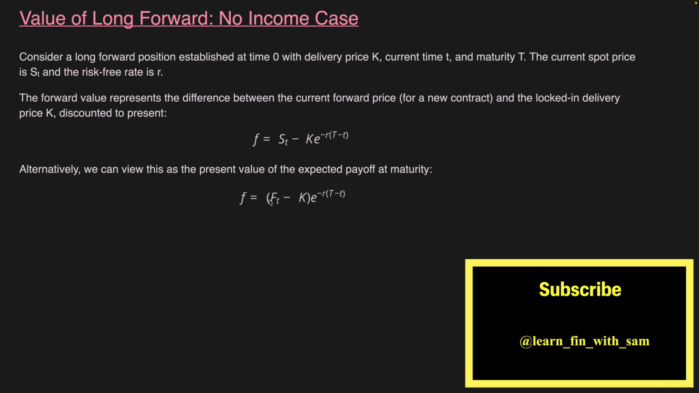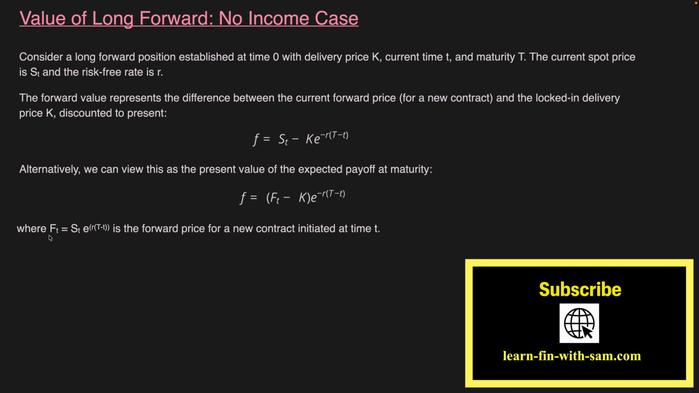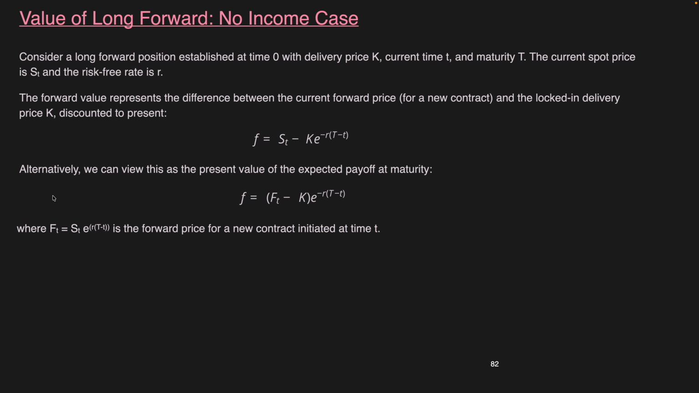So we are subtracting, what is FT then? What is FT? FT is ST into e to the power of r into capital T minus small t, the forward price for a new contract initiated at time small t. So what are we taking? We are taking FT as nothing but a new forward contract initiated at time small t when small t time has elapsed. That will be equal to ST into e to the power of r into T minus t. Correct? Makes sense.